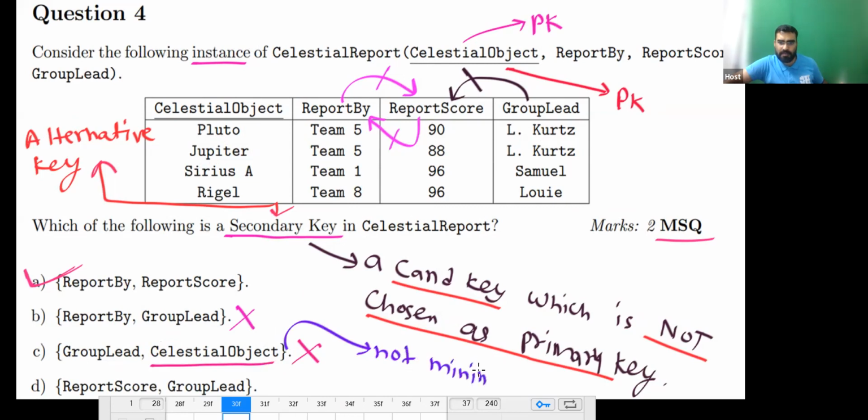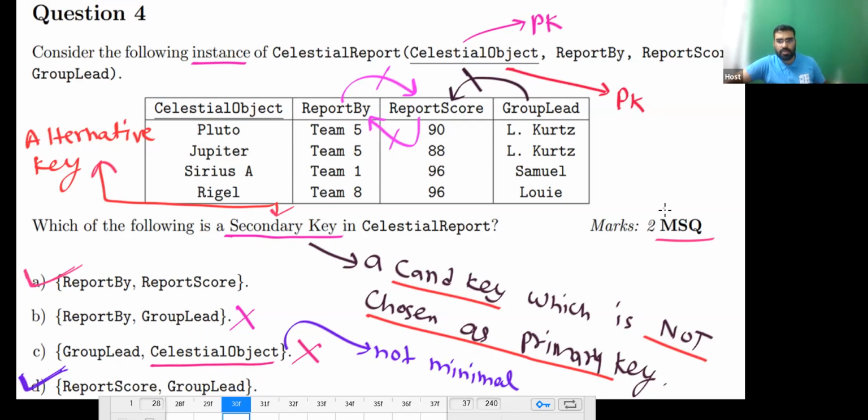This is a super key. This is not minimal. This is a super key, but this is not a candidate key. What about the last one? Report score. Yeah, this is a candidate key. So definitely this is a candidate key. So this is the idea.